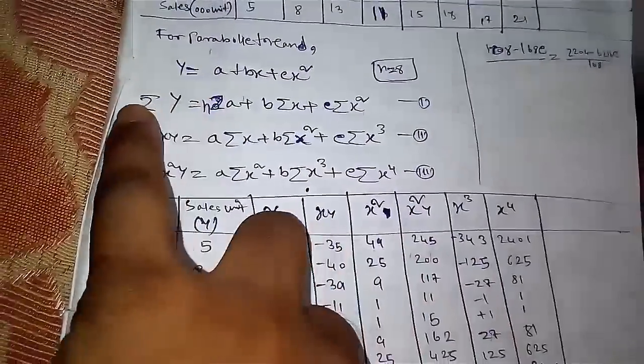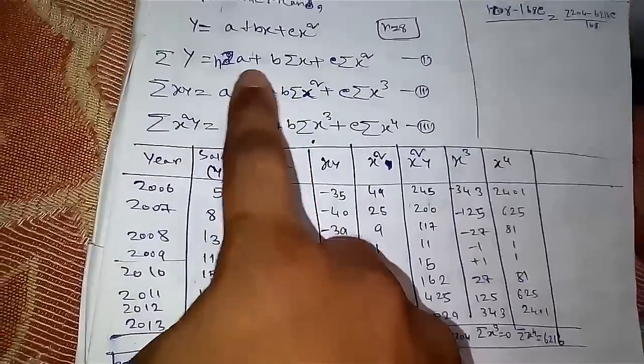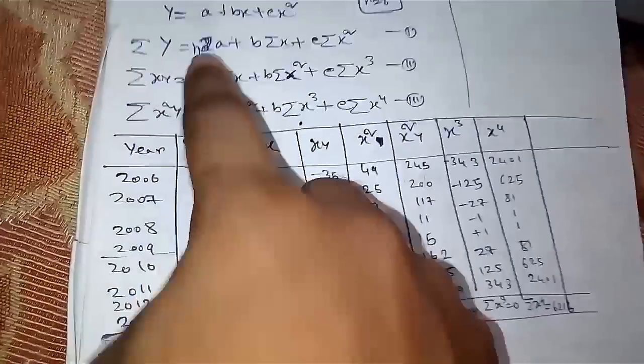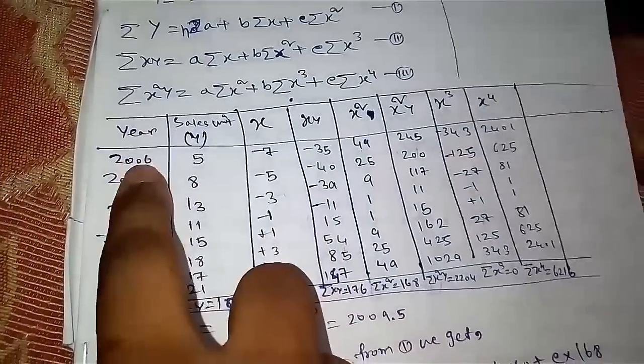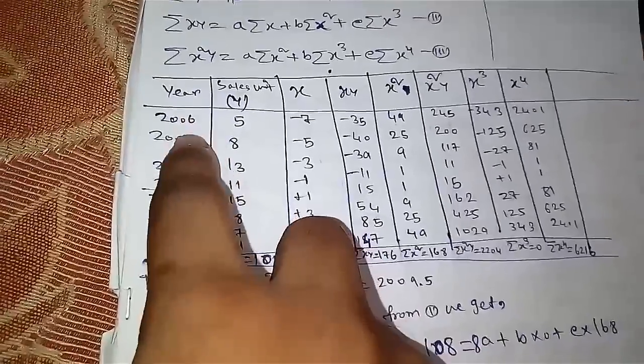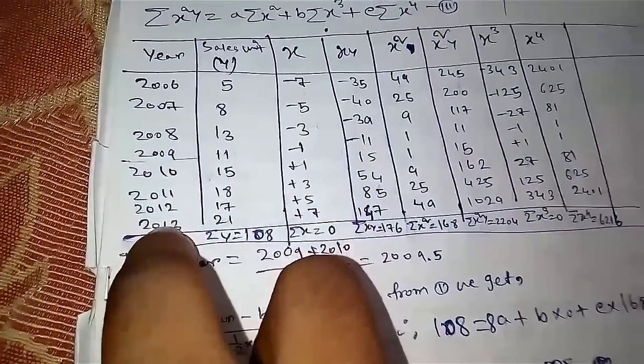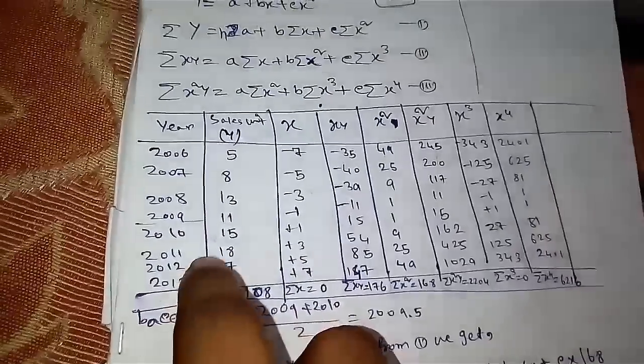Now we have to put the values in these equations. We have got all the values: summation y, summation x. The value of n is the number of years, 2006 to 2013. Total number of years is n equal to 1, 2, 3, 4, 5, 6, 7, 8. So 8 years are over here, so n will be 8.